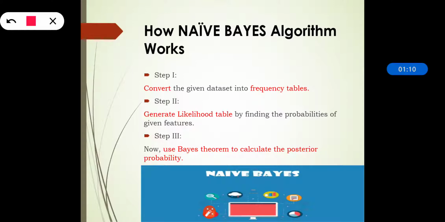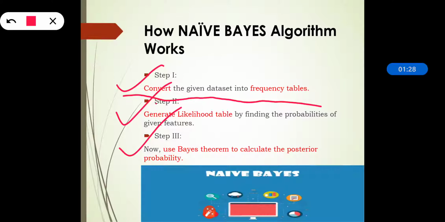So now we will see in this section how the Naive Bayes works. We can see over here there are various steps that are used for the Naive Bayes algorithm. So what is the first step? Convert the given data set into the frequency tables. As you know, we are having various types of data sets, so we can convert them into tables and only then we can apply the algorithm. So in step 1 we will convert the data set into the frequency table.